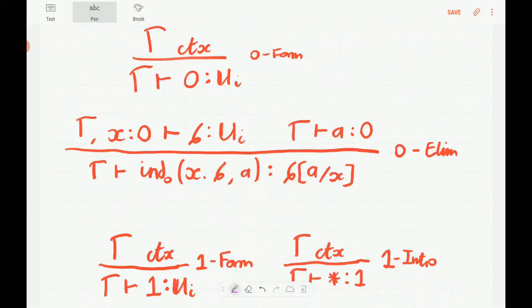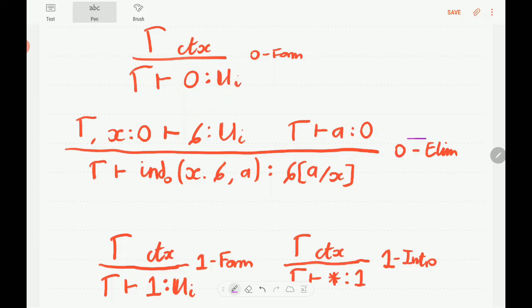Okay, so the next thing we're going to talk about is the empty type. Now, this is defined in a similar way to how it was defined in simple type theory. Firstly, we have a formation rule for the empty type, which basically says that we can consider this empty type 0 to be a member of the type universe U_i for any i.